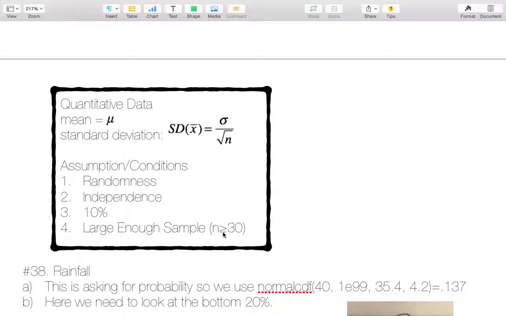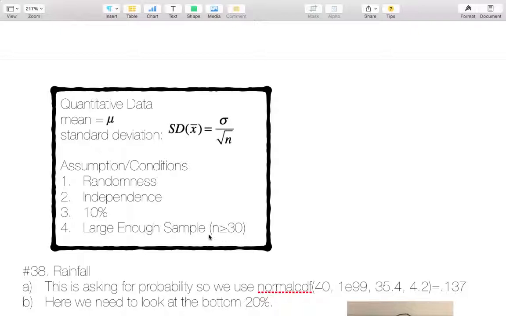And so n would have to be greater than or equal to 30. As long as, and this isn't written on the screen, so make sure you write this down, as long as the population is normal, you can have smaller sample sizes than 30. In fact, it doesn't matter how big the sample is. As long as they tell you the population is normal, then you can assume every sample from that population is also approximately normal.